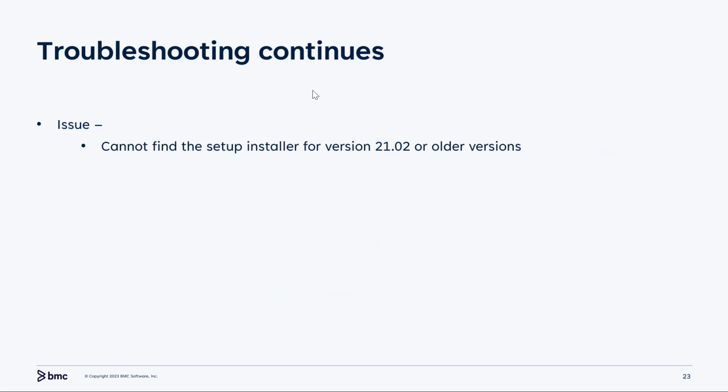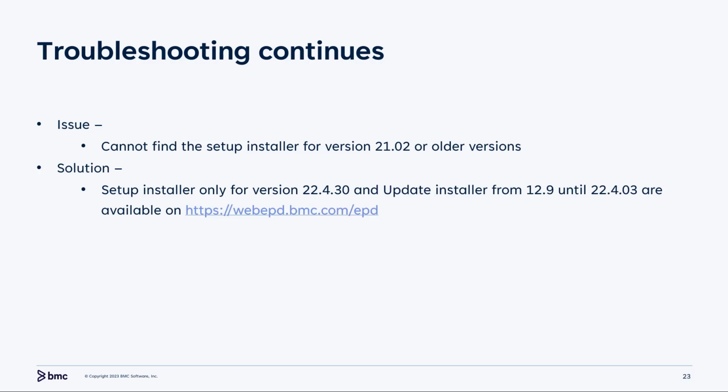We've also received complaints where customers are unable to find the setup installer for version 21.02 or older versions on our EPD website. As BMC Client Management now serves as a source for the software catalog knowledge base, the setup installer for version 22.4.30 and update installers for versions starting from 12.9 until 22.4.03 are made available for download on our EPD website. Therefore, we would request you to contact our customer support team to get the setup older than 22.4.30.